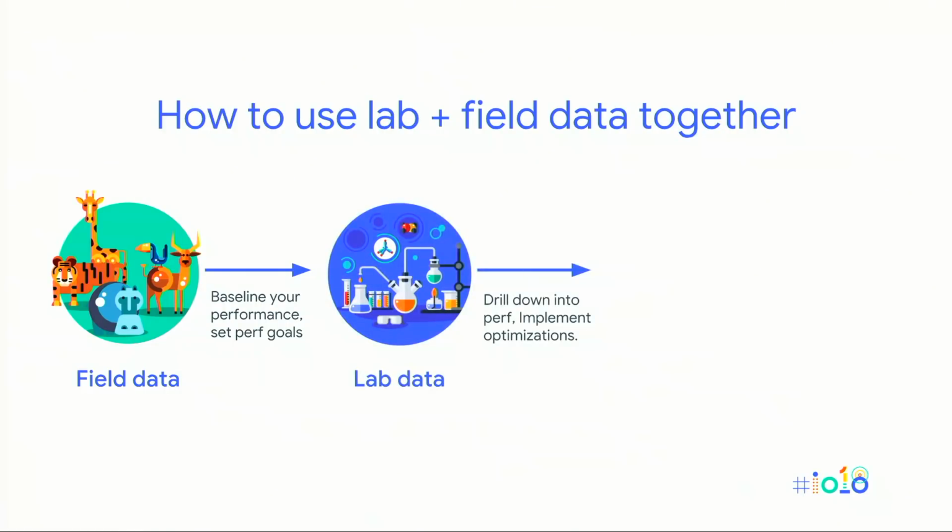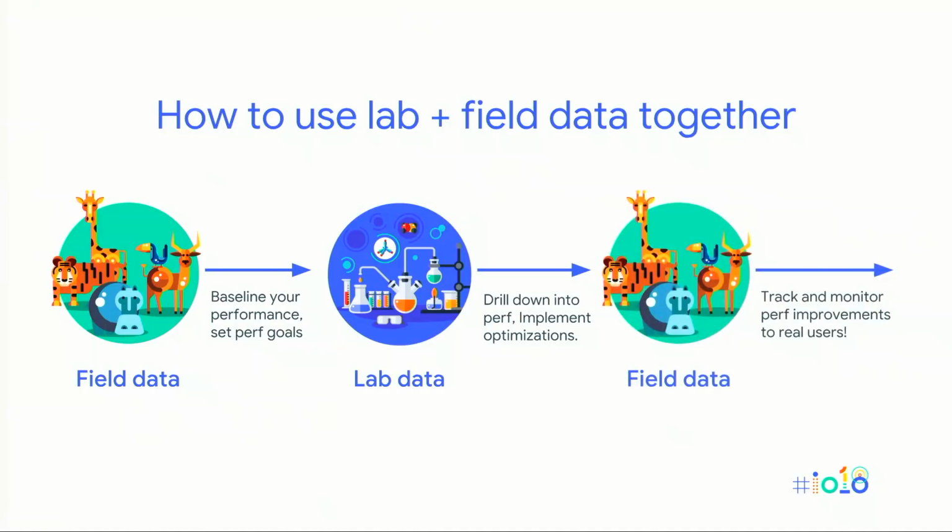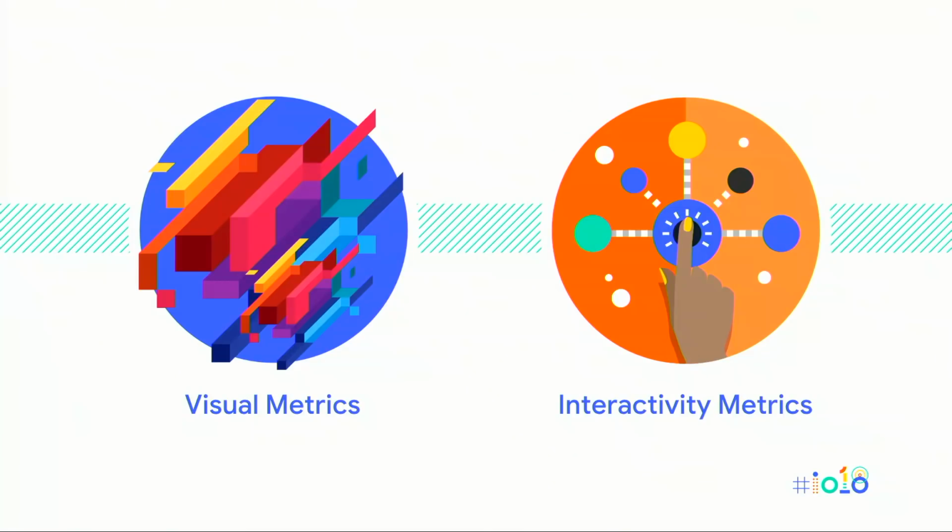After you understand that, you want to start looking at the lab data, calibrated from what you saw in the field, to really drill down and understand what parts of the performance you need to improve, as well as implement the optimization to make the site faster. Once you've made improvements in the lab, you want to go back to the field to make sure that you're actually seeing the improvements in the wild, and then also monitoring the performance of your site for regressions.